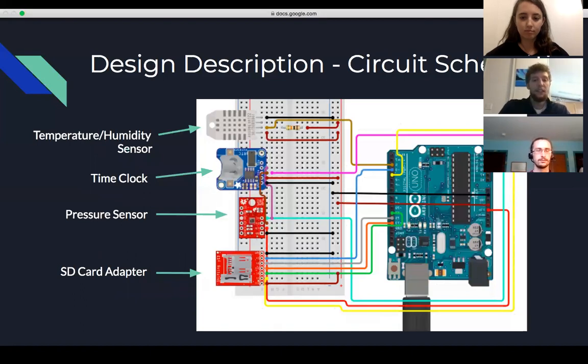Here we have a circuit diagram of our Arduino. You can see that connected to the Arduino are the temperature and humidity sensor, the time clock, the pressure sensor, and the SD card adapter. We need the time clock in order to record the time that each of the measurements is taking. And we are using the SD card adapter as a backup for our data that is exported to the IP address.